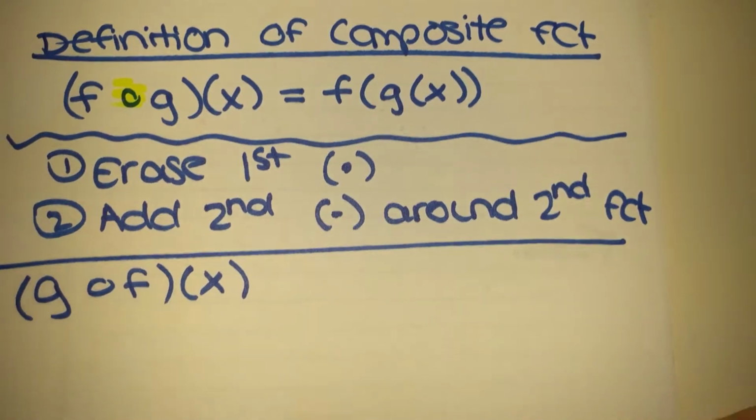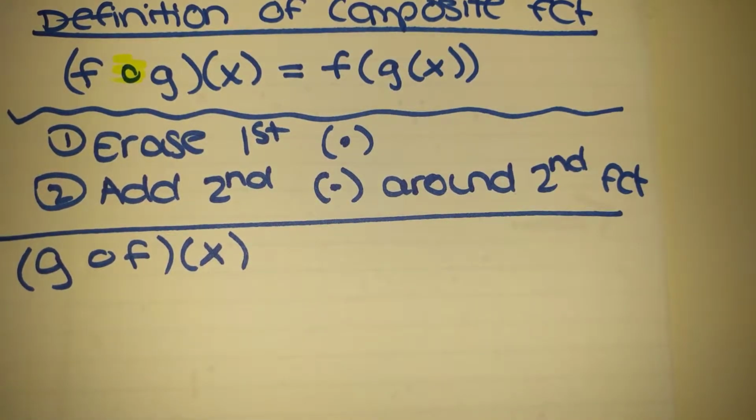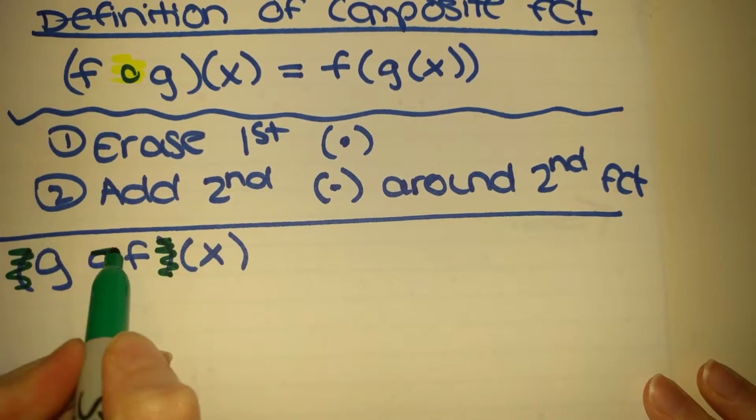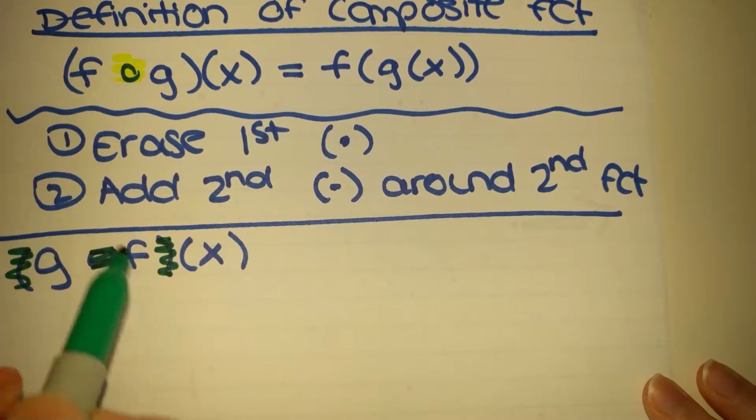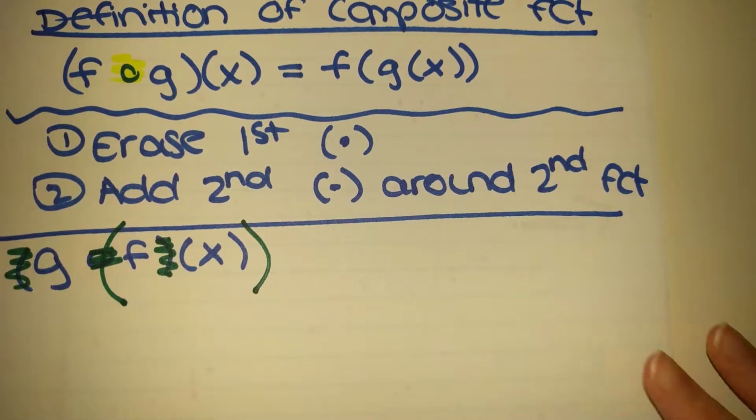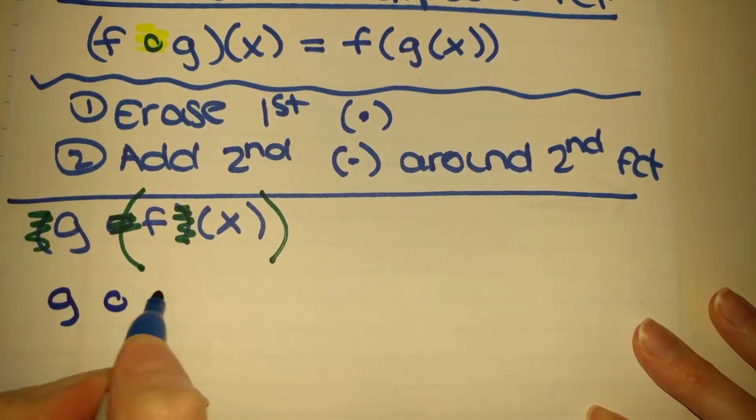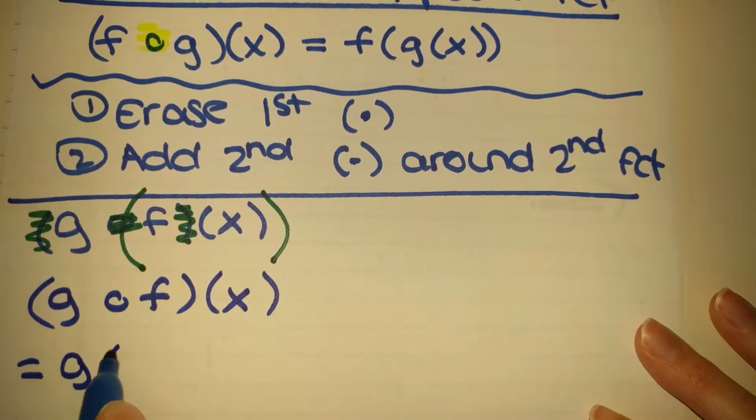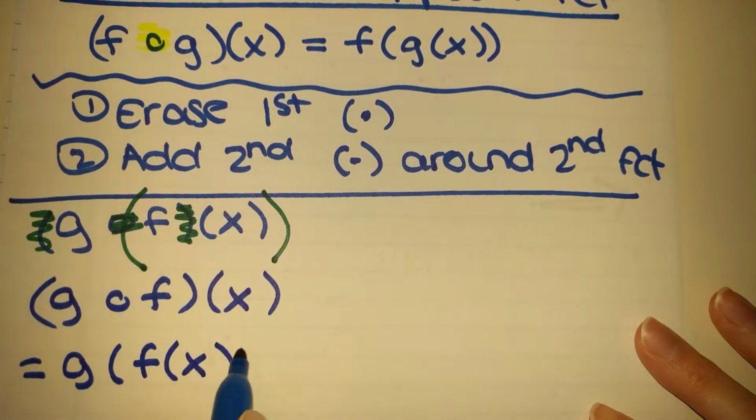All right, so if you start off here with g circle f of x, again, to get it out of this circle notation, what I'll do is I'll erase the first set of parentheses, I'll erase the circle, and then I'll add a second set of parentheses around the second function. So what that tells me is that g circle f of x, by definition, means I'm trying to find g of f of x.